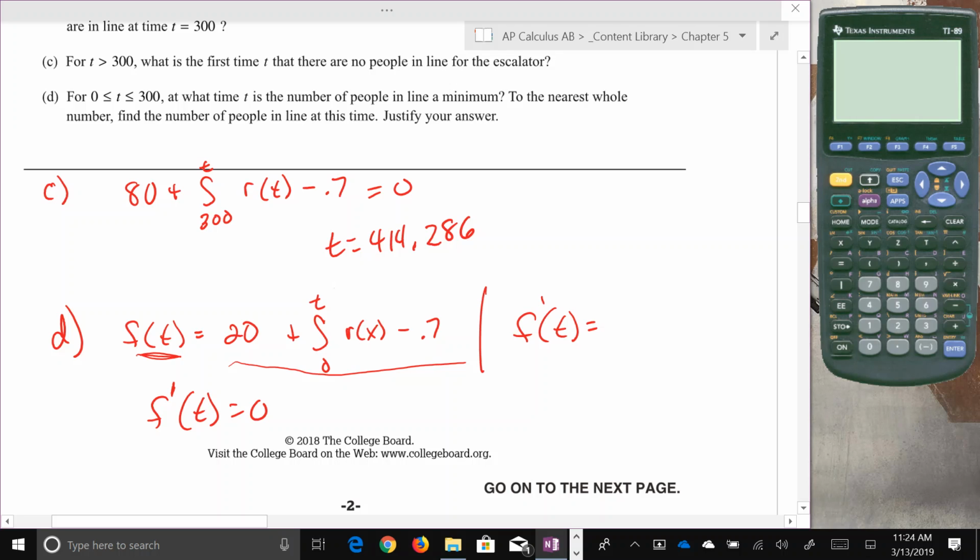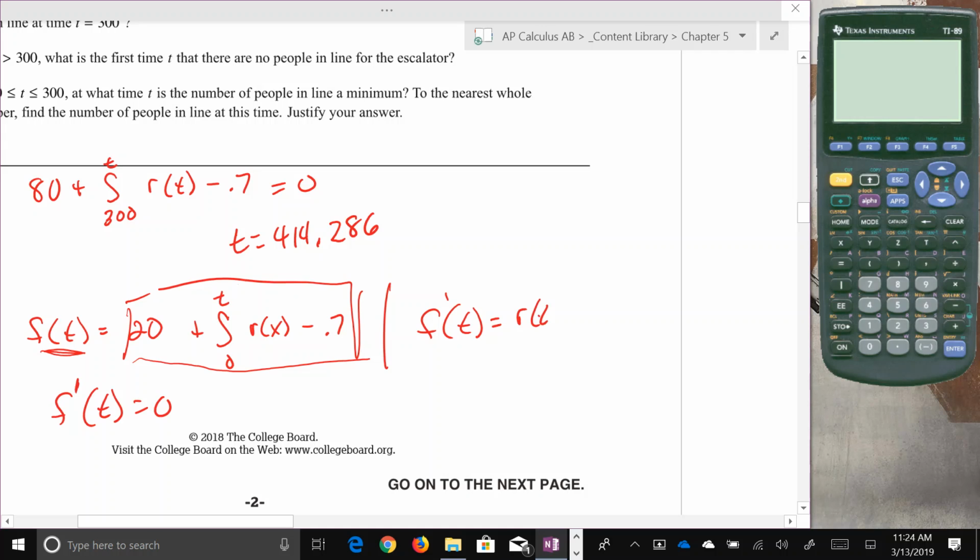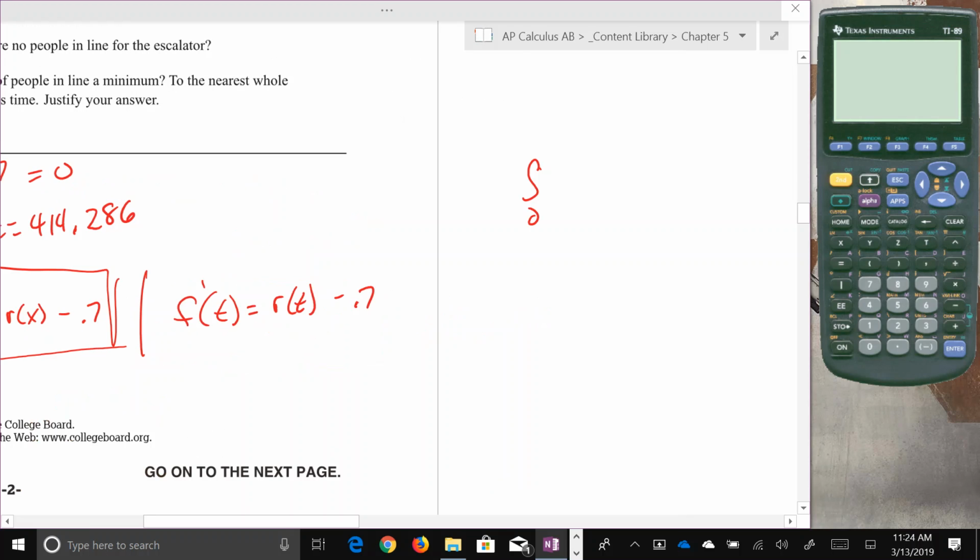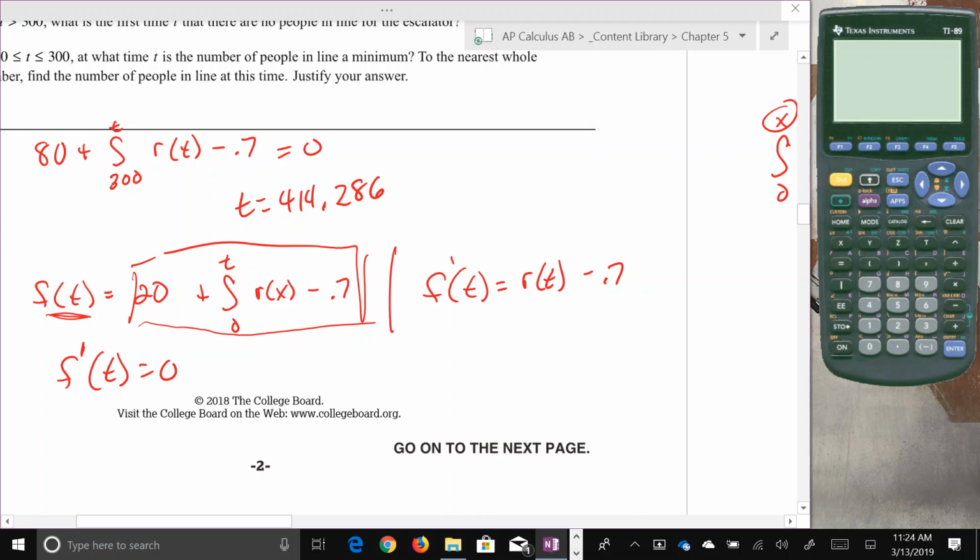Okay, so the derivative of 120 is 0. And now, what's the derivative of the integral? It's what is inside. So it's really just r of t minus 0.7. Remember this rule: the derivative of the integral from 0 to x of f of t is just f of x. You just literally plug in that thing. They cancel each other out. The derivative of x squared is 2x, the integral of 2x is back to x squared. Now we know what f prime is, and we're going to take all that and set it equal to 0.